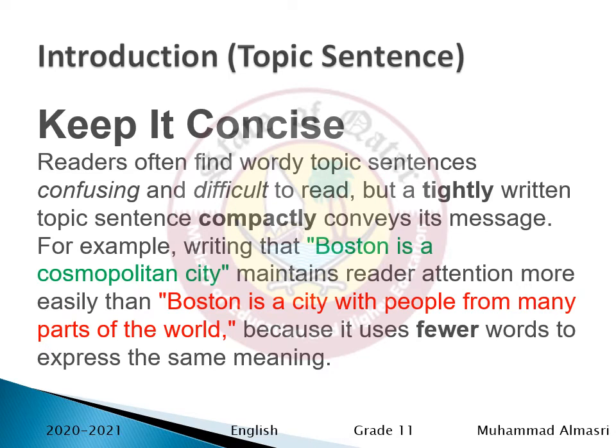Keep it concise. Readers often find wordy topic sentences confusing and difficult to read, but a tightly written topic sentence compactly conveys its message. For example, writing that "Boston is a cosmopolitan city" maintains reader attention more easily than "Boston is a city with people from many parts of the world," because it uses fewer words to express the same meaning.